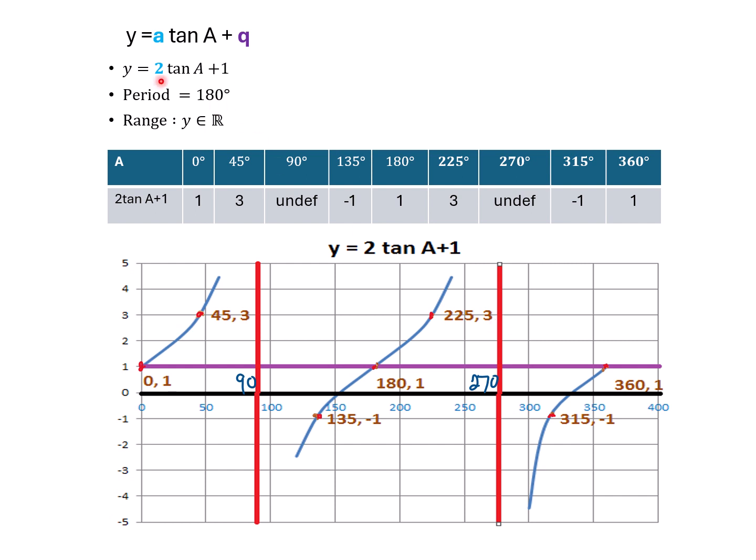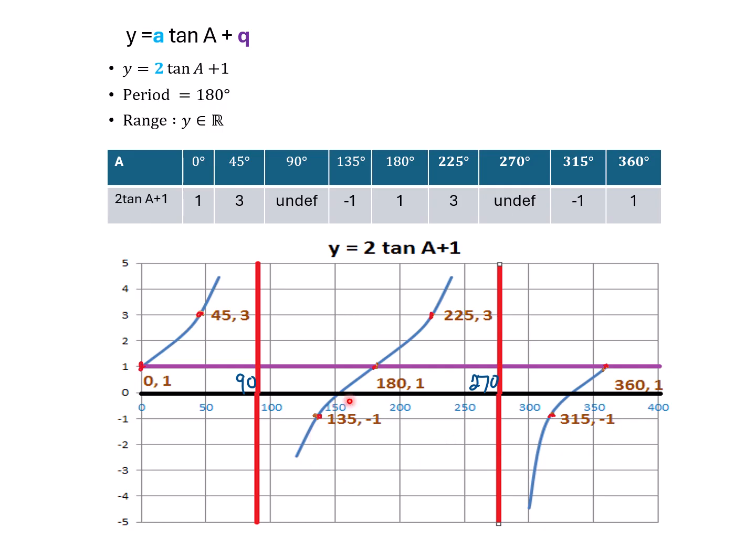If that a value was simply 1, like a normal number, that would have read 45 and 1, and that would have read 225 and 1. But the 2 there now means the 45 is 2 plus the 1 unit. Same thing at the bottom. Tan 135 is generally negative 1. But here, negative 1 times 2 gives me negative 2, plus 1 then makes it negative 1. And the same with 315. 315 is generally negative 1. Negative 1 times 2 is negative 2, plus 1 gives me negative 1.